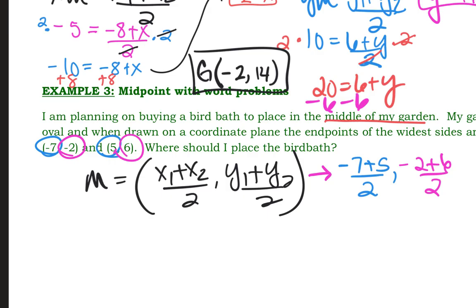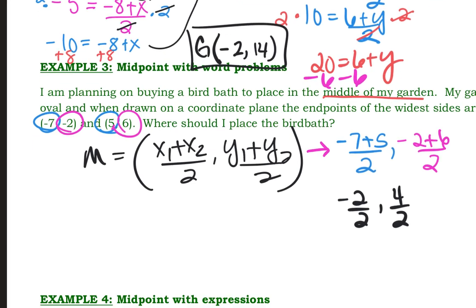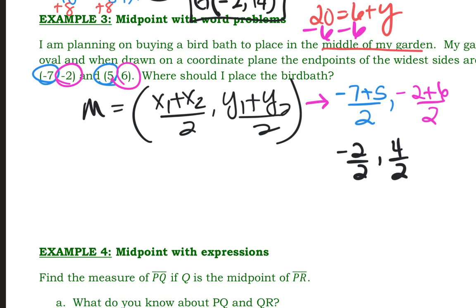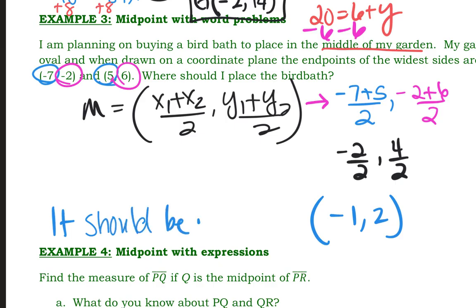All right. So what is -7 plus 5? -2. -2 divided by 2. And what's -2 plus 6? 4. 4 divided by 2. Do they reduce? Yes. What is -2 divided by 2? -1. And 4 divided by 2? 2. It should be placed at point -1, 2.